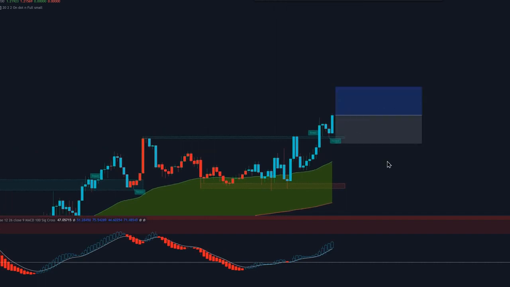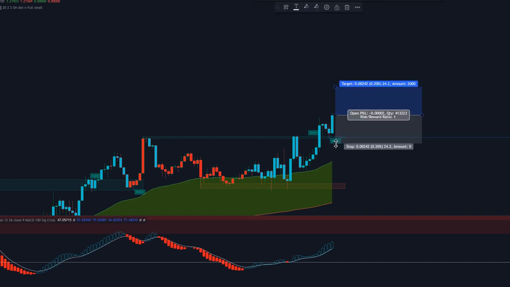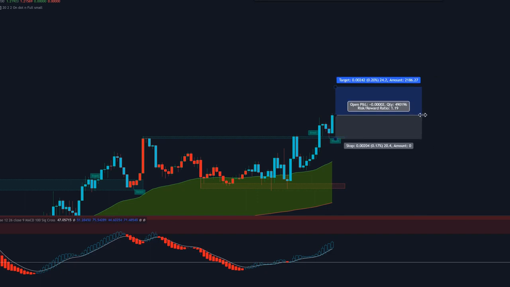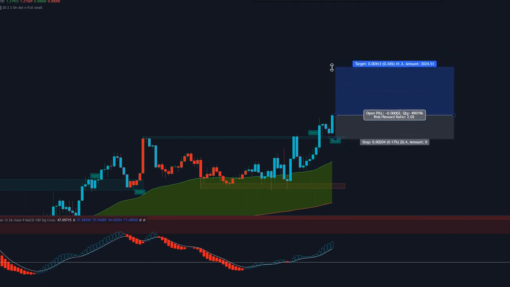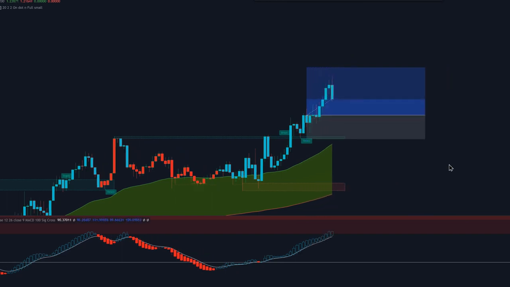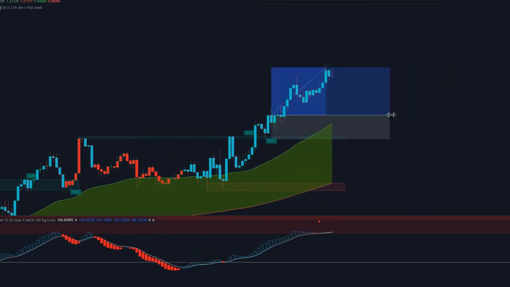Now, to set the stop loss, we're gonna identify the retest candle, and then we're gonna place the stop loss just a few pips below the retest candle. For the take profit, we're gonna go with 2 times the risk, letting this trade run, and as you can see, it hits take profit.